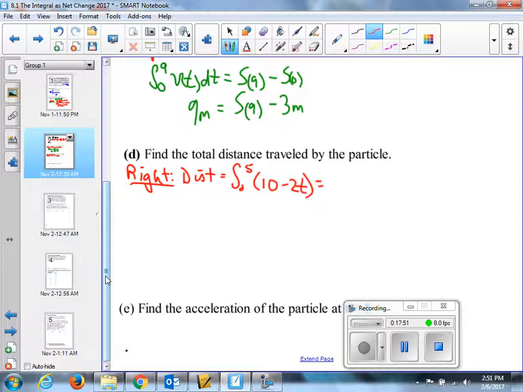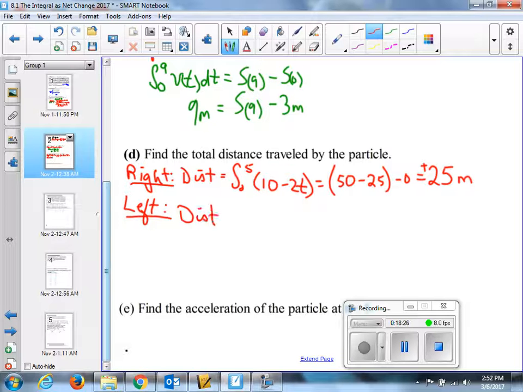So let's just jump right into it, because we know the antiderivative. Okay, right. 10t, so 50, minus t squared, so 25, subtracting 0. 25 meters, and that's in the positive direction. Everything's hunky-dory. Now, the distance to the right you move is 25 meters. Distance to the left. I'm going to leave it as a negative right now, and then we'll use common sense. If we know it's to the left, what's the answer going to come out to be?